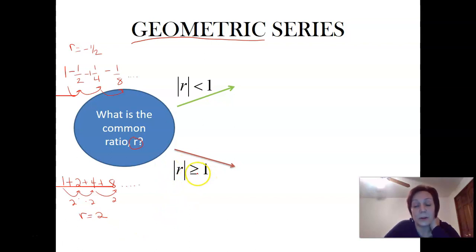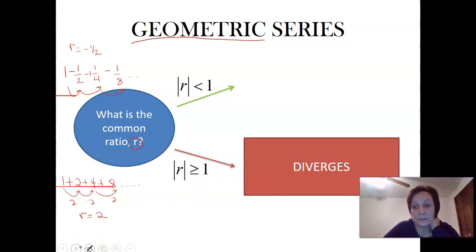If it's 1, your terms are going to stay the same. If it's greater than 1, your terms are going to get bigger. If that is the case, you have divergence. Period, end of story. So this series right here, common ratio greater than 1, diverges. See ya, bye, done.